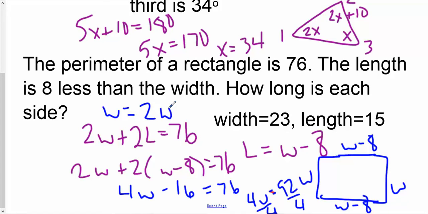But we also need to know the length. And so if the width is 23, then we have to essentially take 23 minus 8, which is 15.